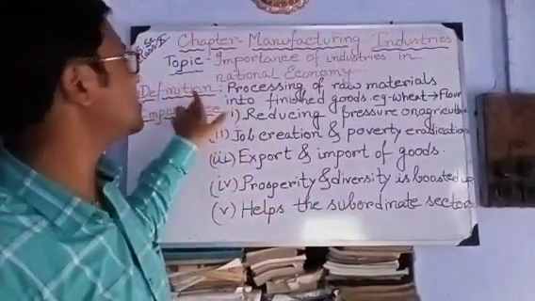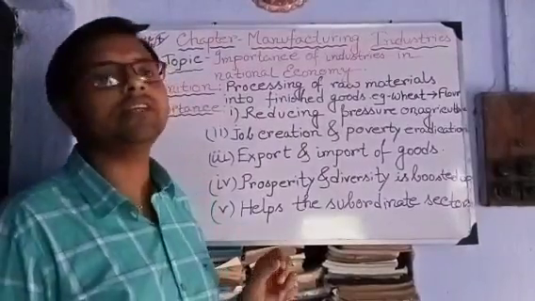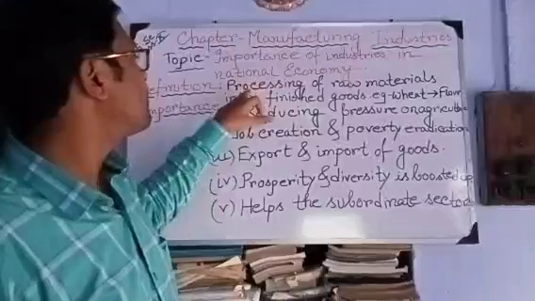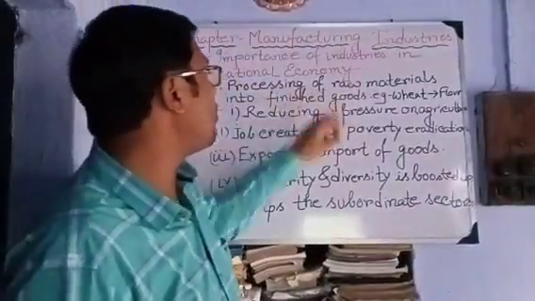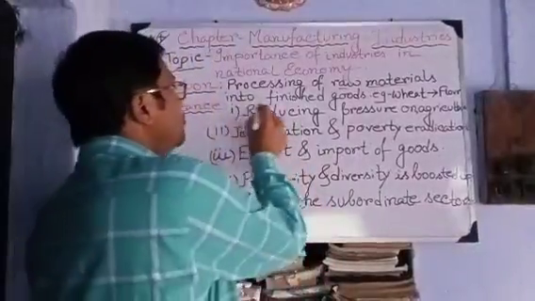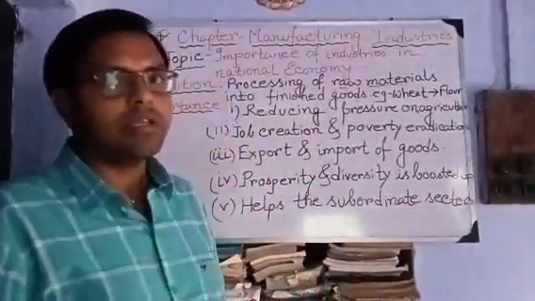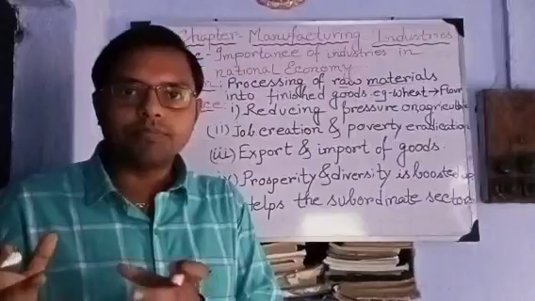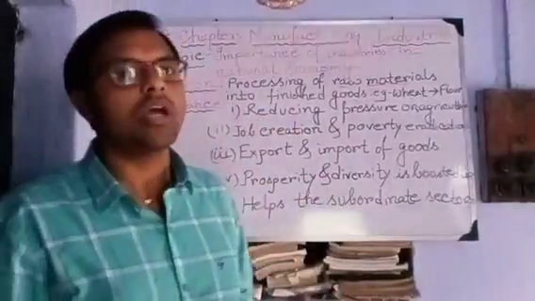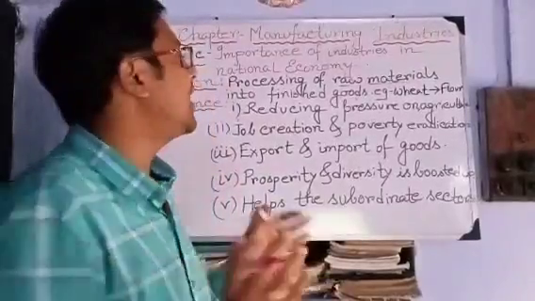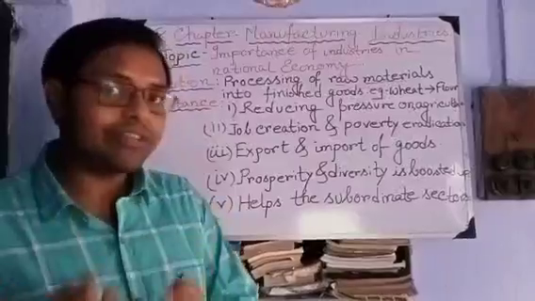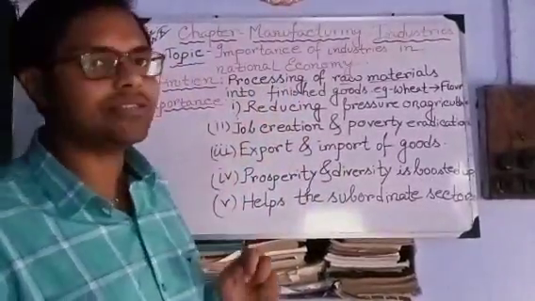First of all, we will discuss the definition of manufacturing industry. What is manufacturing industry? It refers to the processing of raw materials into finished goods. That means any kind of agriculturally produced goods, when they become finished, utilizable goods with the help of technology or machineries, that activity will be treated as manufacturing industry.